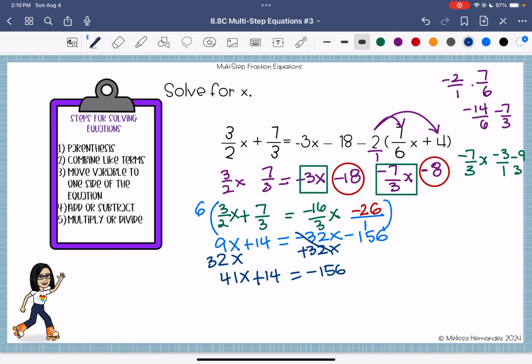Okay, now I have a 2-step equation. I have no fractions and no decimals. I'm just going to be using my inverse operations. So it says add or subtract. Well, I will subtract because it's the opposite of add. -14. And I end up with -170.